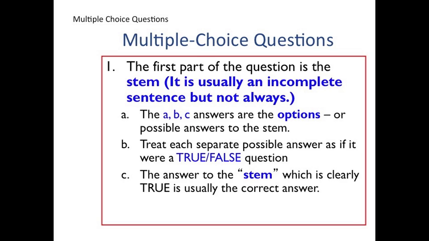So multiple choice questions, the first part of the question is called the stem. It's usually an incomplete sentence, but not always. And then the A, B, and C are the options. And one way to look at multiple choice questions, especially when they get really tricky, is to pair the stem with the options and treat each one as a separate true-false and see if it follows the litmus test. Is this 100% true? The answer to the stem, which is clearly true, is usually the correct answer, but not always, especially if you have a not in the stem of the question.